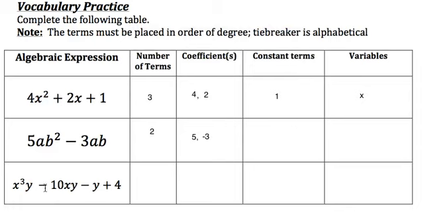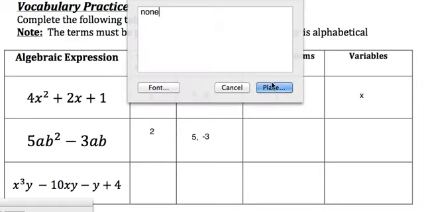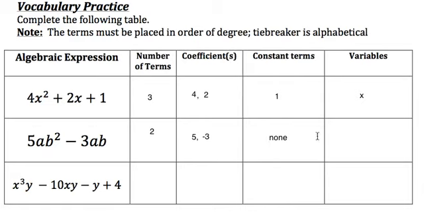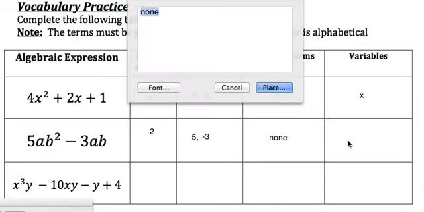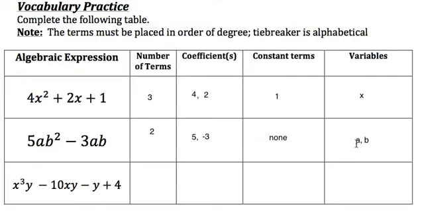As for the constant terms here, there is no constant term. Remember, a constant term is just a plain old number. So there is no constant term here. And in terms of the variables that you're using, this is pretty easy, right? I'm using a, and I'm also using b in these terms. I've got a, b here. I'm also using a and b as well here.